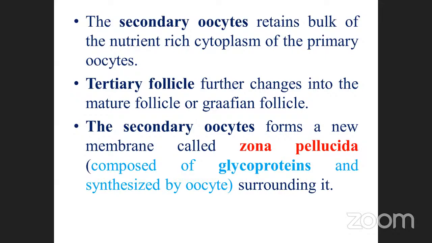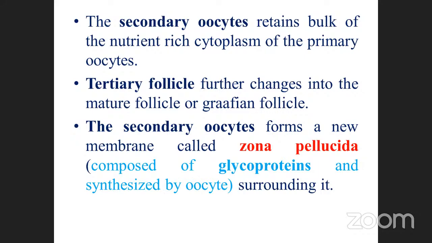The tertiary follicle, with its secondary oocyte, further changes into the mature follicle or Graafian follicle. Before the tertiary follicle, the secondary follicle is there, and before that, the primary follicle. There are three follicle stages present, and oocytes are formed in them: primary oocytes and also secondary oocytes.